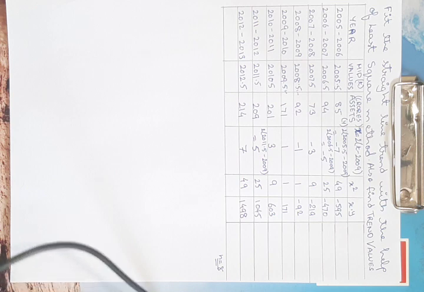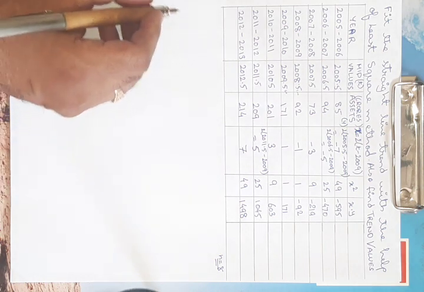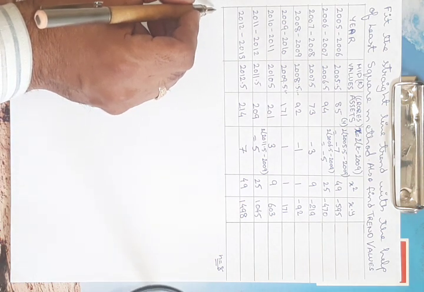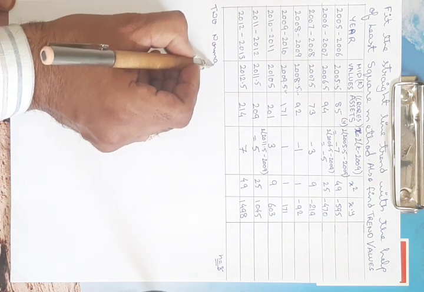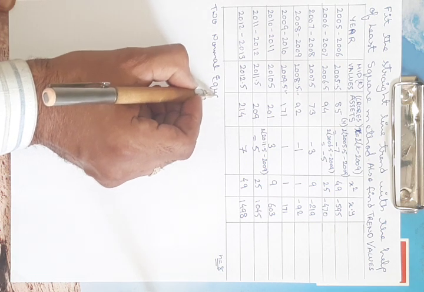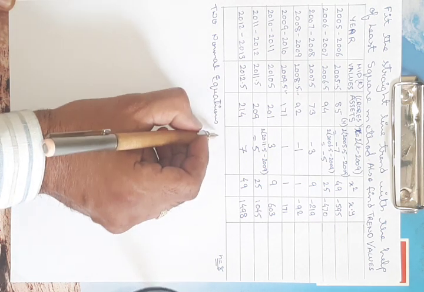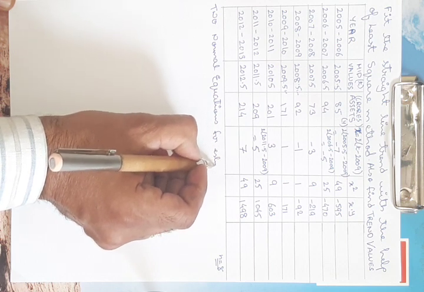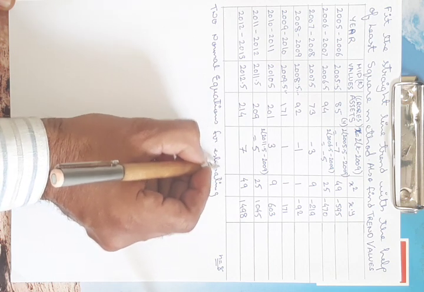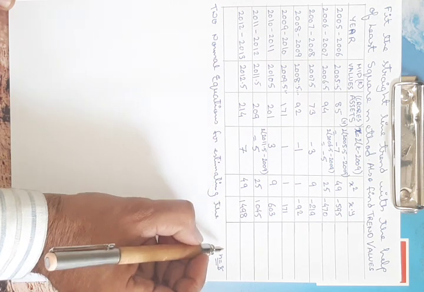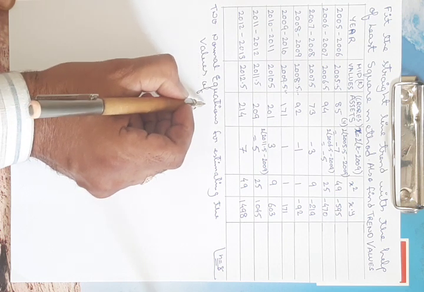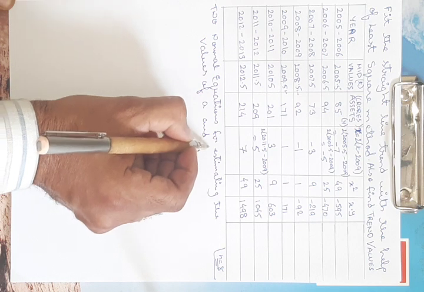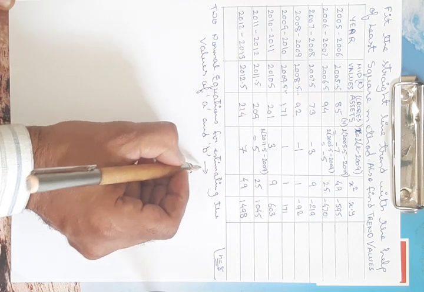So friends, here we have calculated all the values, that is of x, x square as well as xy. Now we need to calculate the normal equations for estimating the value of a and the value of b, small b. So the two equations are given by the formula.